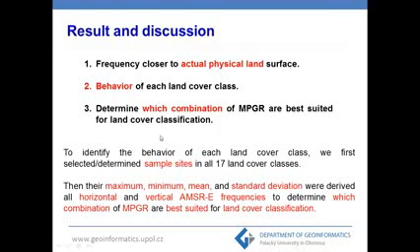And for that I simply overlapped AMSR-E data with MODIS data. MODIS data has 17 land cover classes and is a standard product, and then I took one sample set for each class. So MODIS has 17 land cover classes and I took 17 sample sites from AMSR-E data. This way I captured the brightness temperature value from the AMSR-E data and then derived the maximum, minimum, mean and standard deviation values for all horizontal and vertical frequencies, to determine which combination of MPGR is best suited for land cover classification.